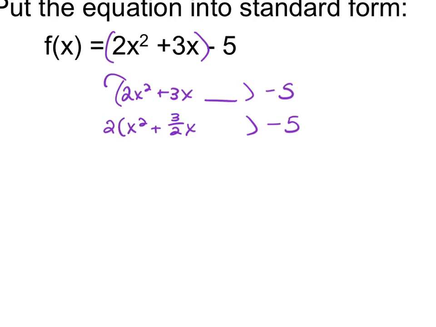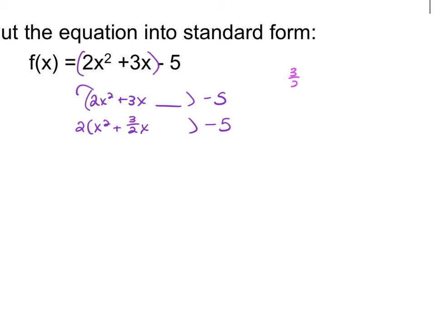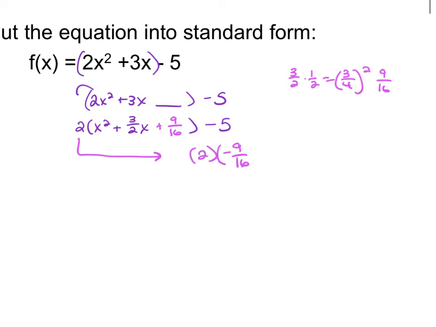Now I've got to take that 3 over 2, divide it by 2 or multiply it by a half. I get 3/4, and then square it. And I get 9/16. That's what I'm going to add inside my parentheses. And normally it's what I subtract from outside the parentheses. But I have to take into consideration the 2 before I do that. So whatever's on the front, I multiply by what I got from dividing by 2 and squaring it. 2 goes into 16 8 times. So now I'm subtracting 9/8.